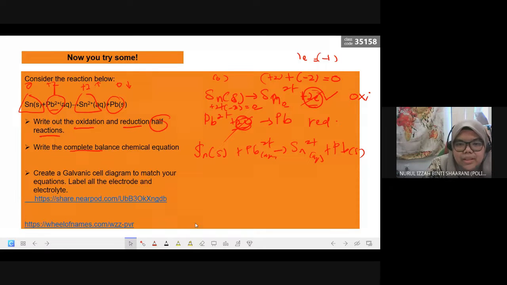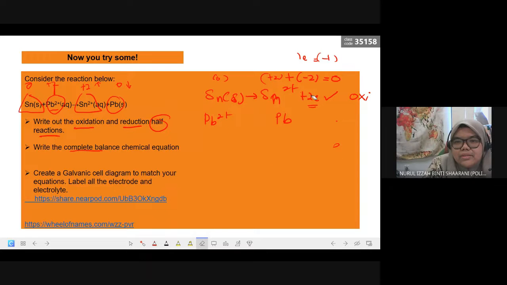Okay, and then kita tengok soalan yang ketiga. Nak bagi ruang dekat sini, tak nak padam. Okay, soalan yang ketiga dia kata create a galvanic cell diagram to match your equation. Label all the electrode and also electrolyte. So tadi kita tahu dah Sn ni akan undergo oxidation, so dia duduk kat anode lah. Anode will undergo oxidation. Pb akan undergo reduction, so dia akan duduk dekat cathode.